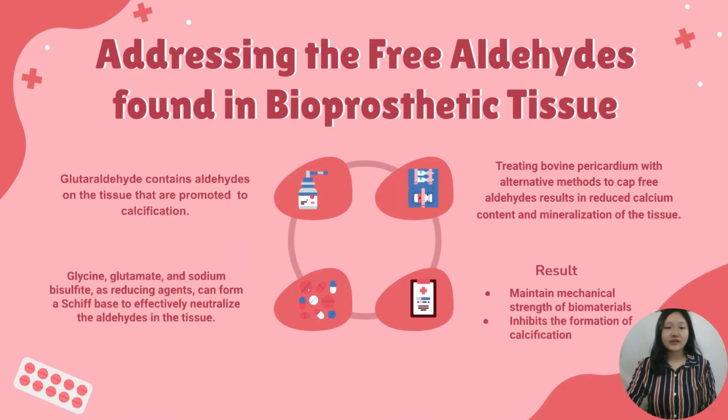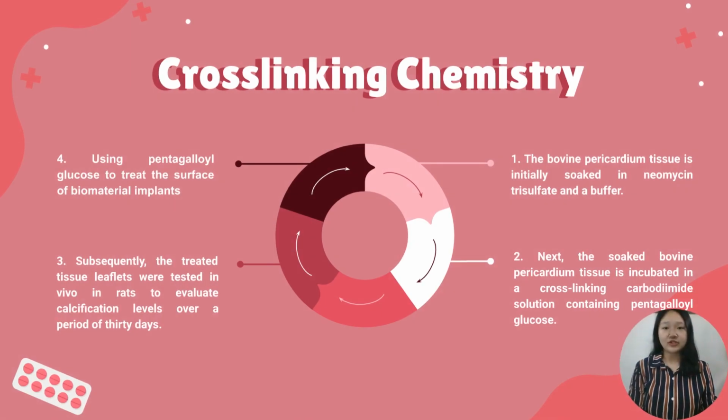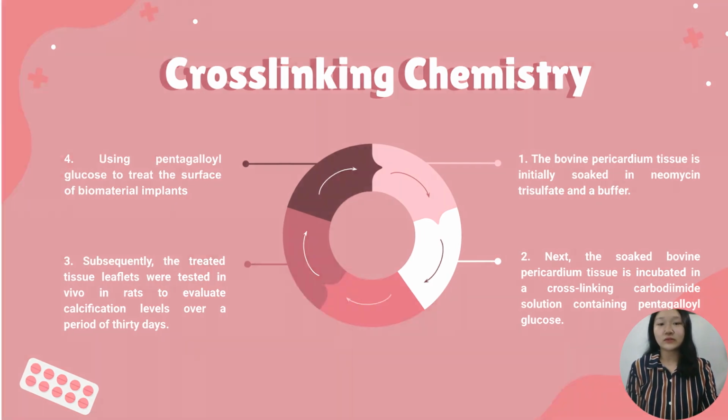Besides that, addressing the free aldehyde found in prosthetic tissue can also prevent calcification in the heart valve, by treating bovine pericardium with an alternative method to reduce free aldehyde, resulting in reduced calcium content and mineralization of the tissue. The last biomaterial approach to prevent calcification is cross-linking chemistry, by using bovine pericardial tissue soaked in neomycin trisulfate and a buffer, and then incubated in a cross-linking carbodiimide solution containing pentagalloyl glucose.